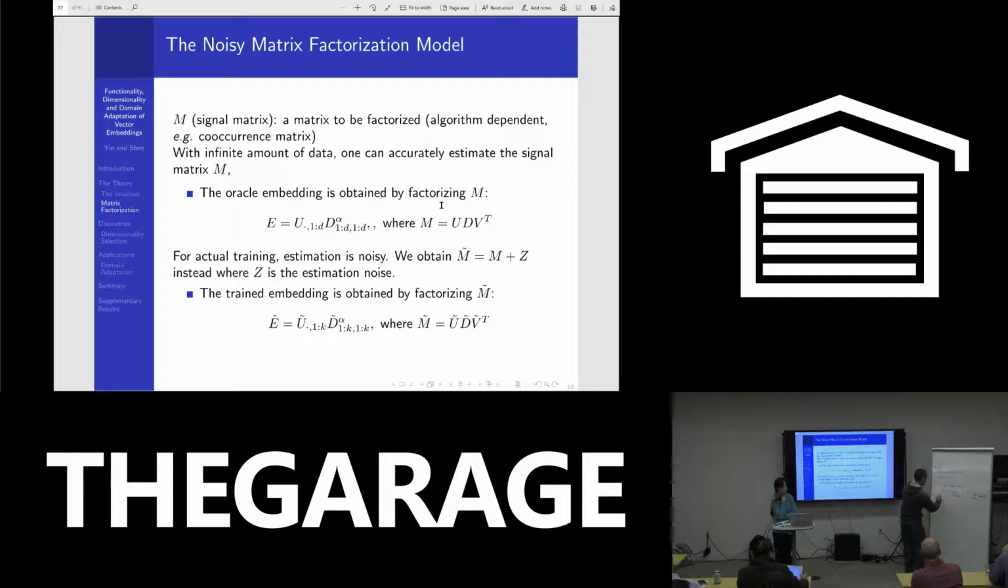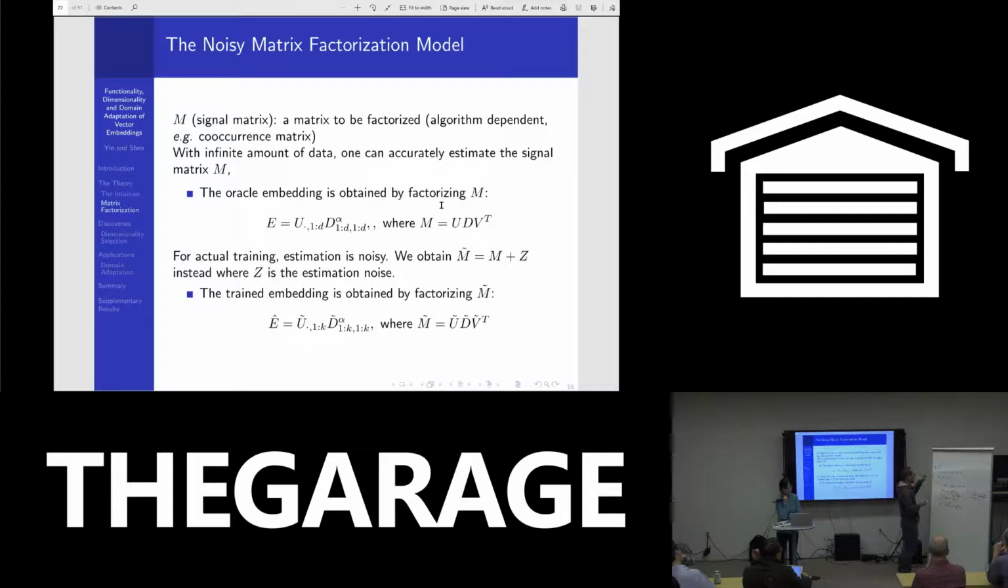And an embedding can be obtained by doing an SVD on M. So we get U, D, and V transpose. And the embedding matrix is U times D to the alpha, where we truncated at a certain dimension K. And this gives us a K-dimensional embedding.